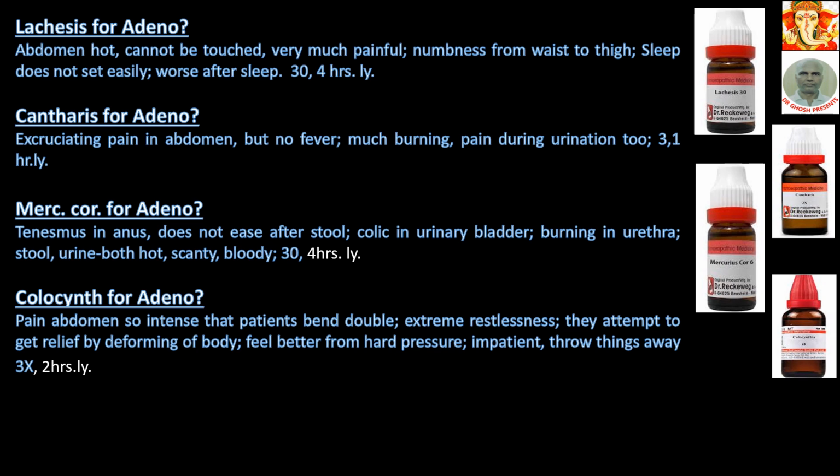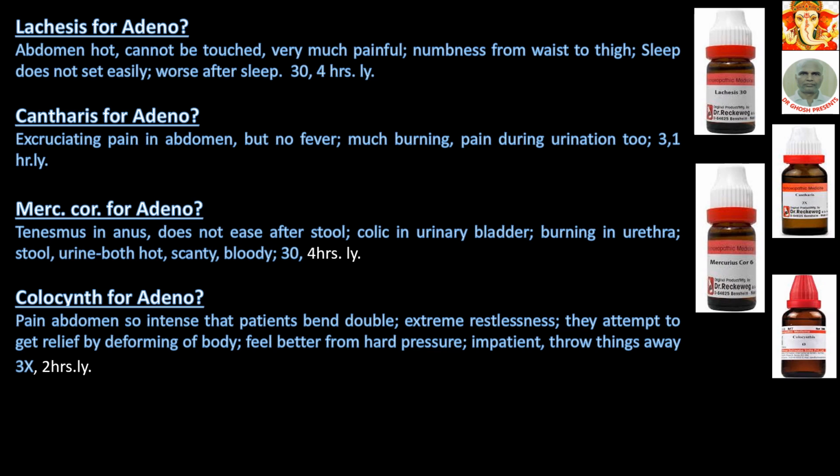Mercurius for adenovirus: tenesmus in anus does not ease after stool. That is, after passing stool, tenesmus is still there. Colic in urinary bladder, burning in urethra. Stool and urine both hot, scanty, bloody. Use Mercurius 30, 4 hourly.